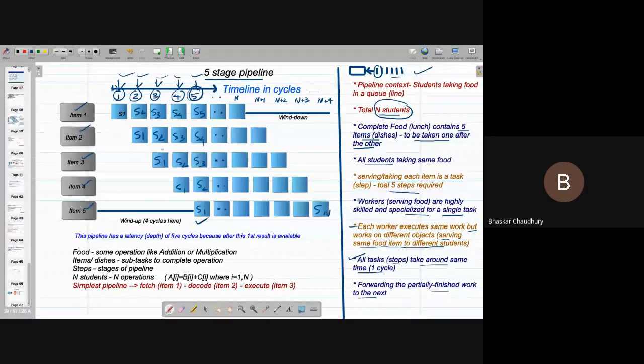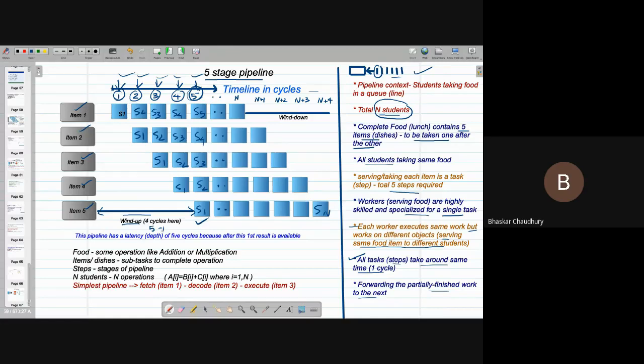Now, what is important to note here is that there is a wind up time. So only after 4 cycles have been spent will you get the first result. That is called the wind up period, and in this case it is 4 cycles. How do we quantitatively measure it? It is the depth of the pipeline minus 1. The total number of stages in this pipeline was 5, so the wind up period is 5 minus 1, which is typically the wind up period.